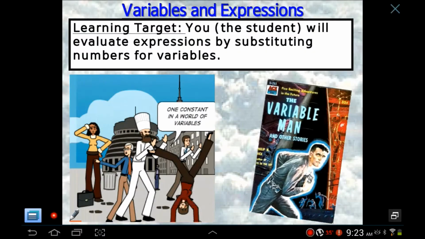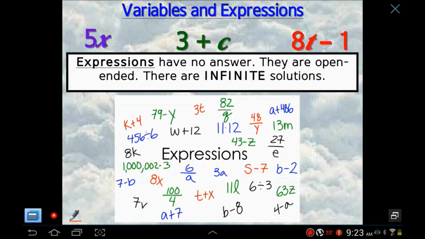This is going to cover variables and expressions, and more importantly, evaluating expressions. So I'm going to be using the word evaluating. The learning target today is that you, the student, will evaluate expressions by substituting numbers for variables. It may not mean much to you right now, but we're going to cover that and you'll see what I mean. Okay, one of the things that I want to go over here is what an expression is.